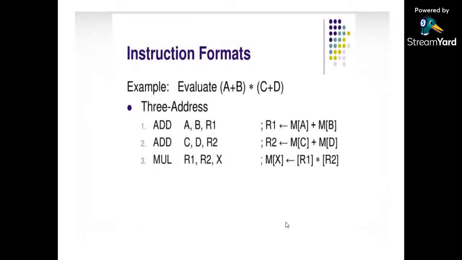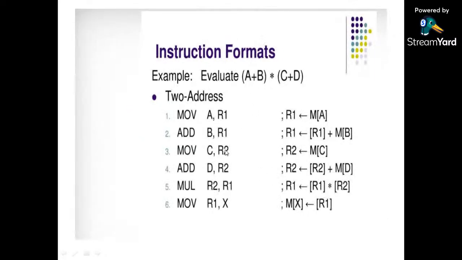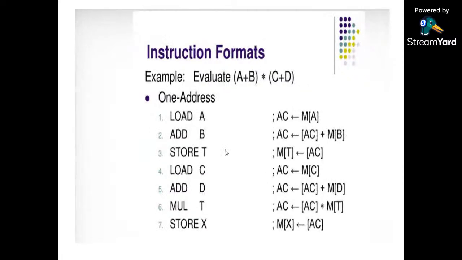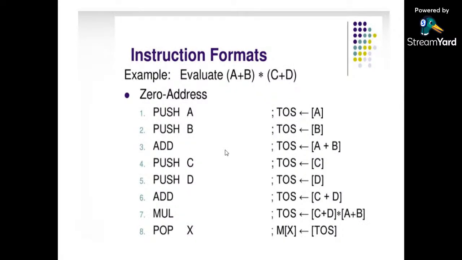Okay, now something you need to understand. In three address instruction, the same equation can be executed by using three instructions only. In two address, we were requiring 6. In one address, we were requiring 7. And in zero address, we were requiring 8.